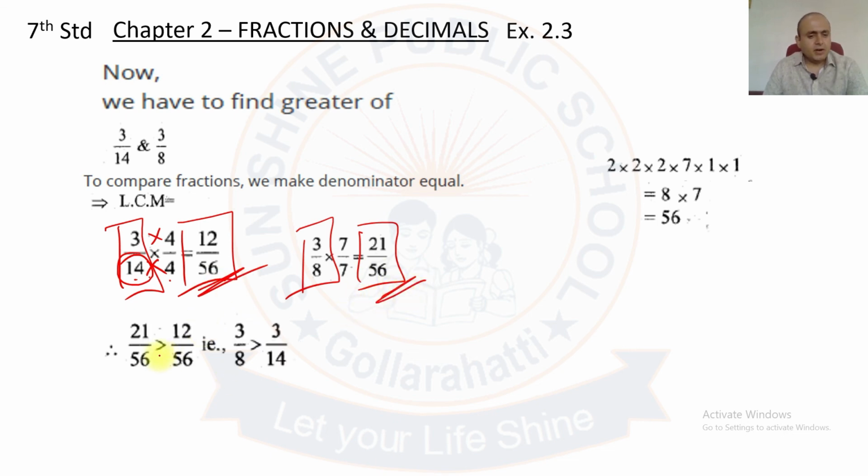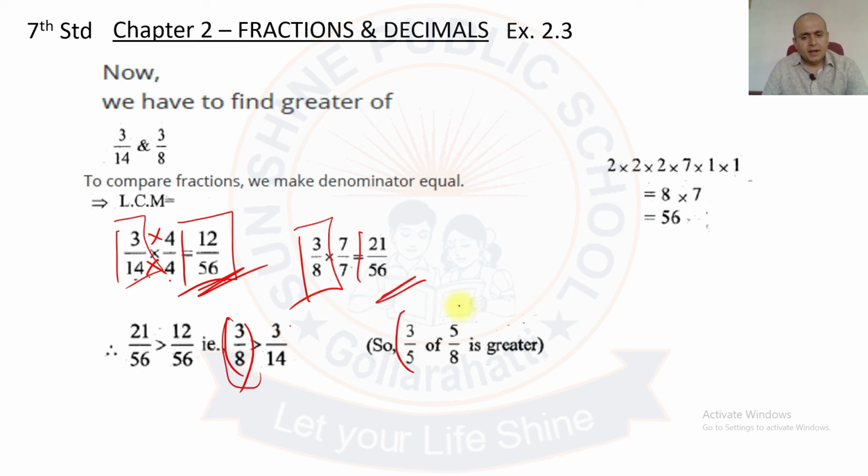Now, with the denominators equal, we can find which number is greater. So here we got 21 by 56 and 12 by 56. Here 21 by 56 is greater than 12 by 56. And 21 by 56 we got from 3 by 8. Therefore 3 by 8 is greater than 3 by 14. So we get 3 by 8, by multiplying 3 by 5 of 5 by 8. Therefore 3 by 5 of 5 by 8 is greater.